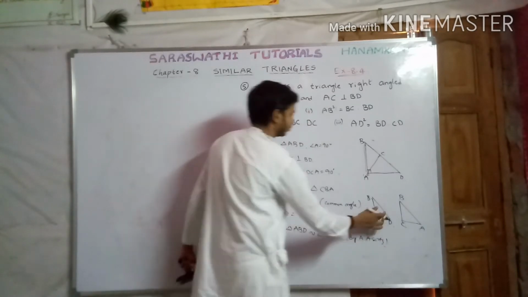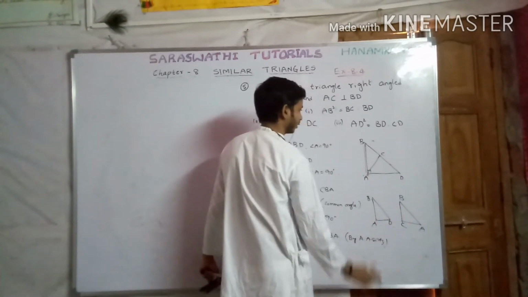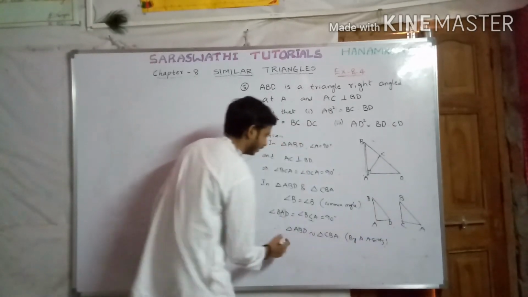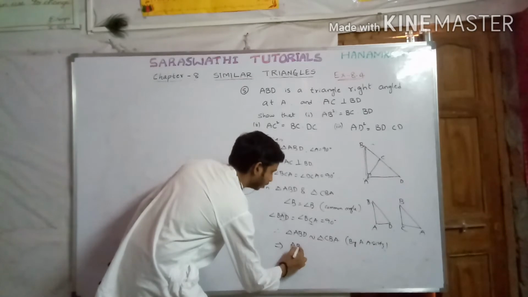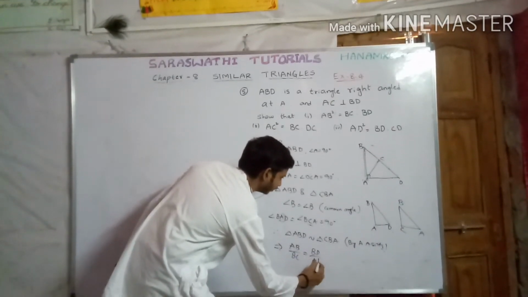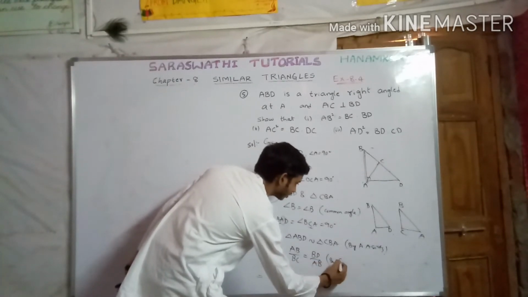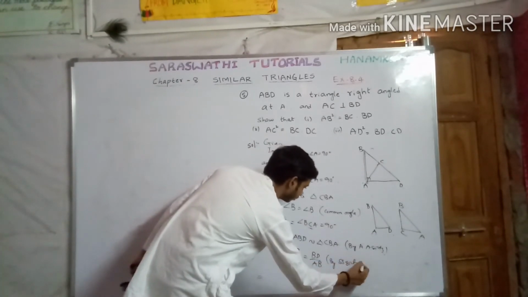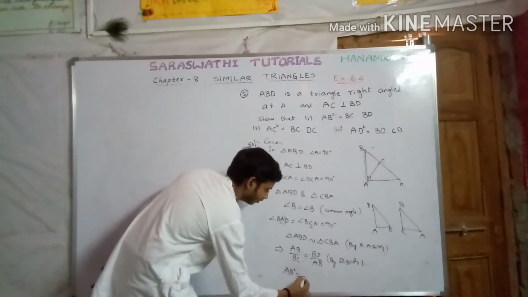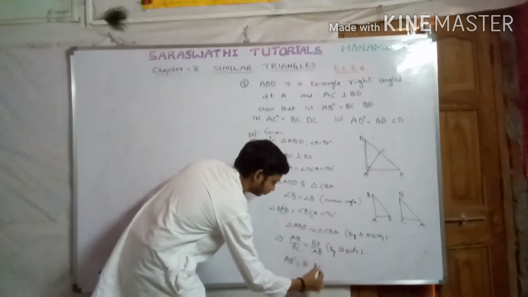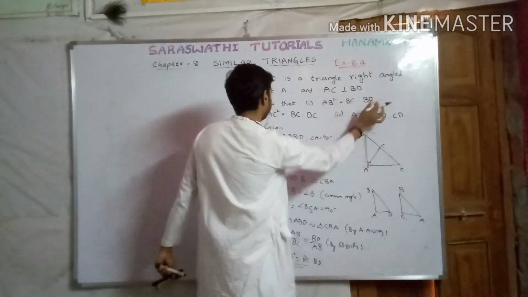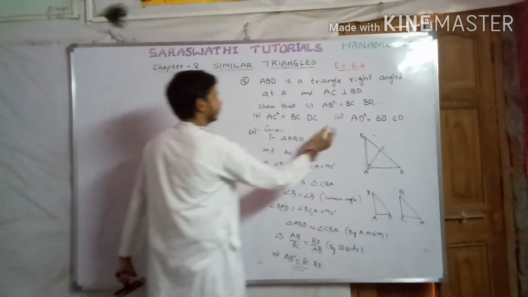Since these two triangles are similar, the ratio of their corresponding sides are equal. That means AB by BC equal to BD by AB. If we cross multiply this, AB into AB, that is AB square, equal to BC into BD. So this is the required proof of the first one. AB square equal to BC into BD, we have proved. Okay, now we shall start the third one.